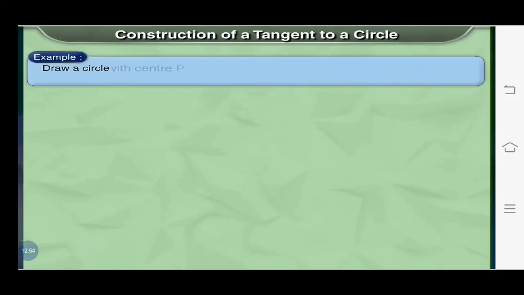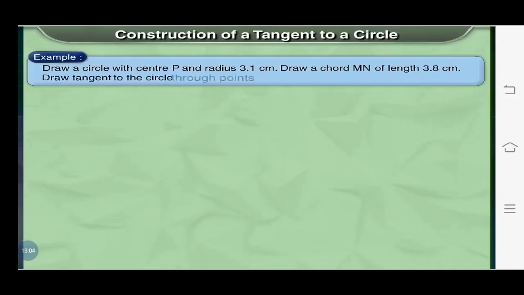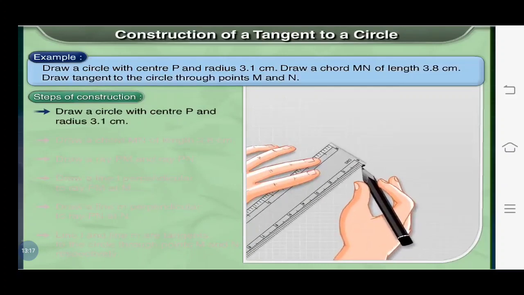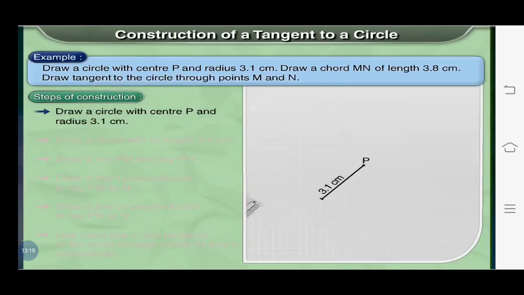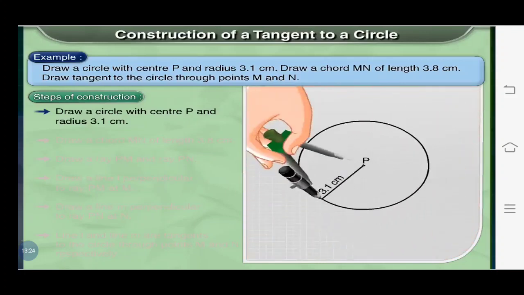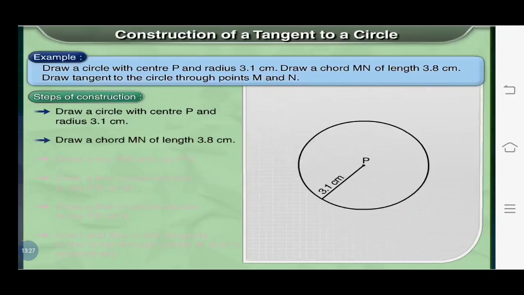Draw a circle with center P and radius 3.1 centimeters. Draw a chord MN of length 3.8 centimeters. Draw tangent to the circle through points M and N. Steps for construction. Draw a circle with center P and radius 3.1 centimeters. Draw a chord MN of length 3.8 centimeters.